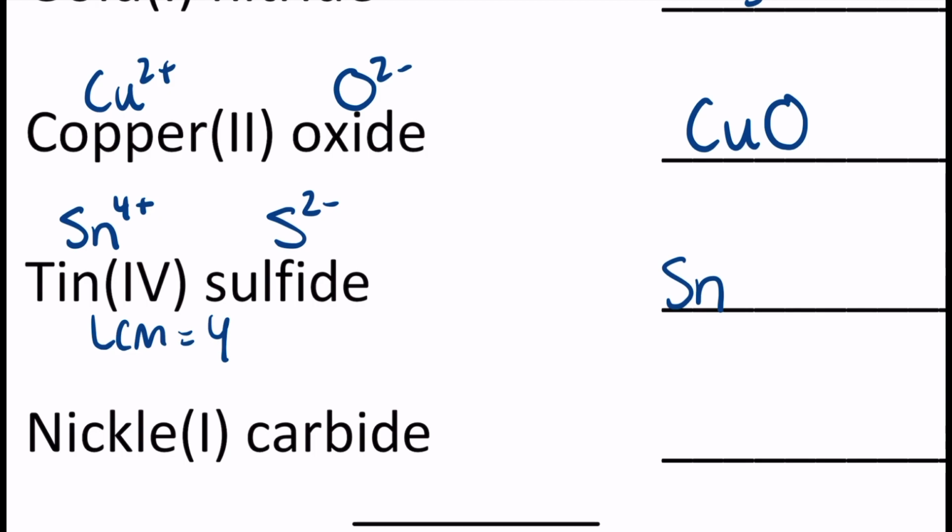Don't get detention. So we just said that tin 4, you just need one of these to get to a 4 plus charge. Sulfide, this S2 minus, how many of them do you need to get to a 4 minus? Well, probably 2 of them. So I would write S2. So the correct formula for tin 4 sulfide is SnS2.